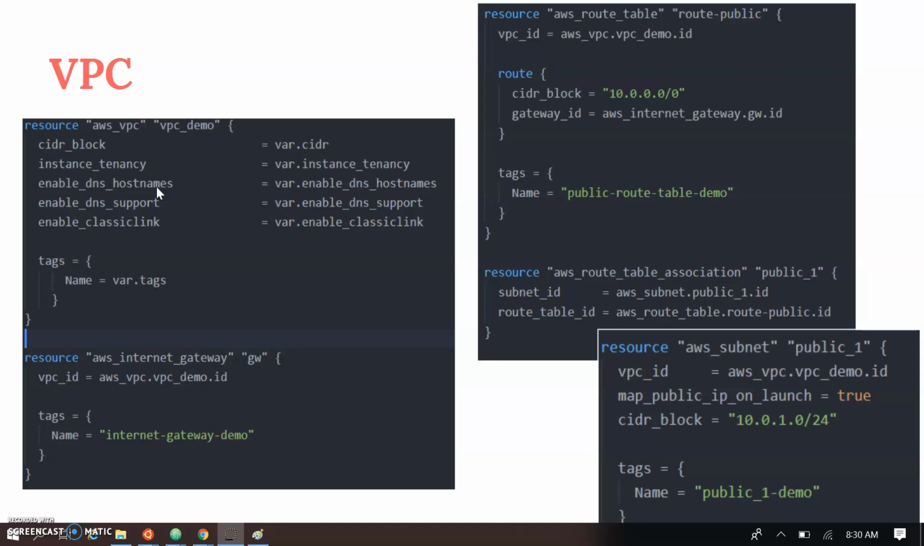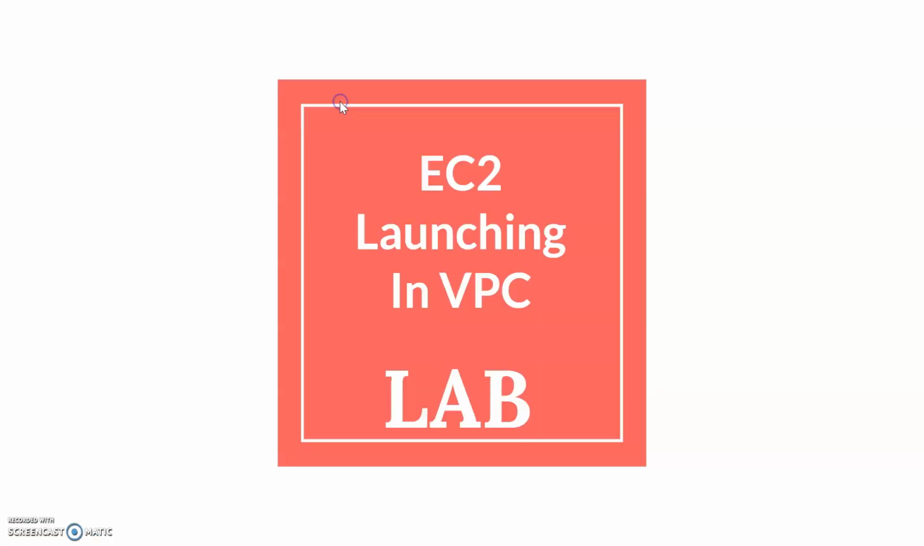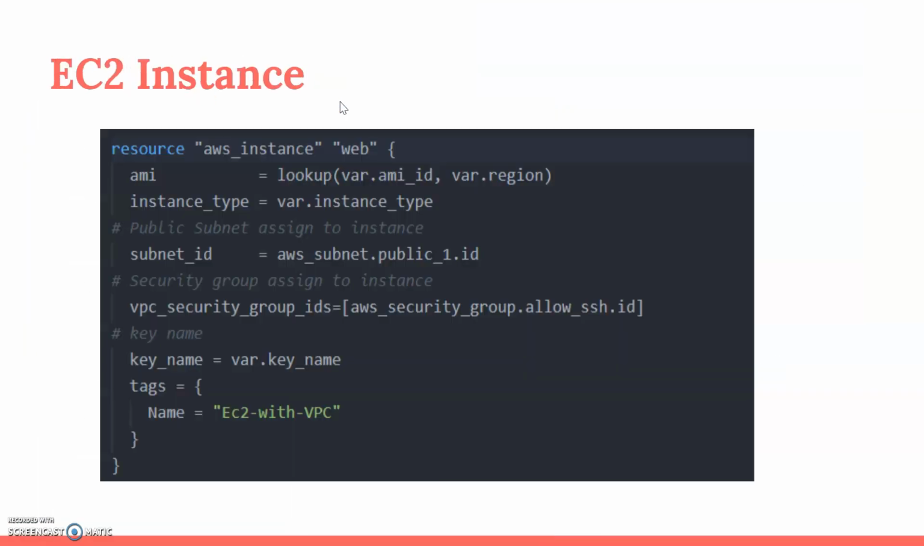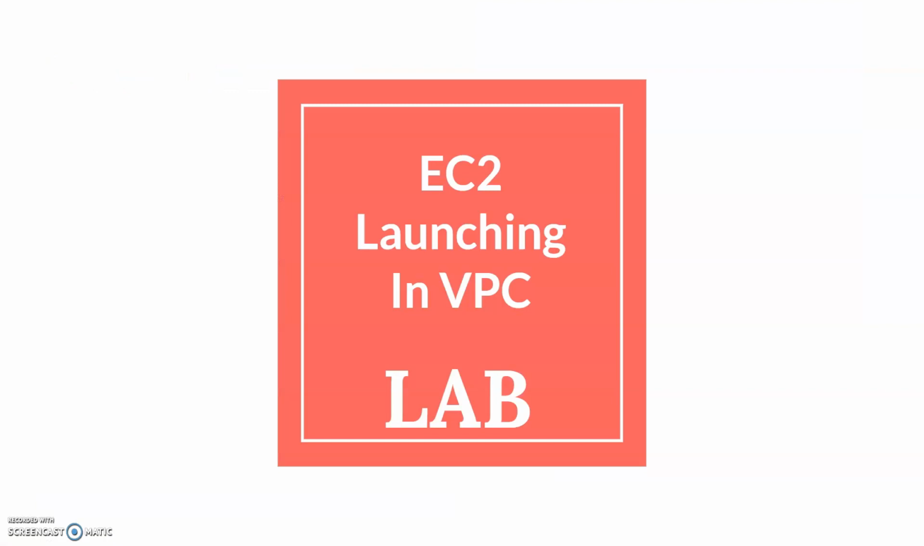So these resources will be created with the VPC, and the routing table will be attached. You can see in our first slide, attached to the instance resource, where you can see the instance subnet ID, VPC security group, and key name. So let's see all this, the creation of EC2 with the VPC resources, in the lab section.